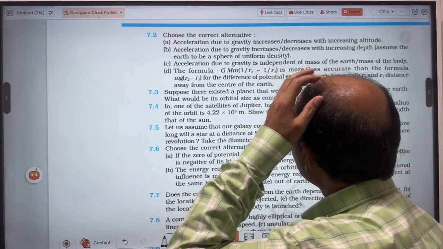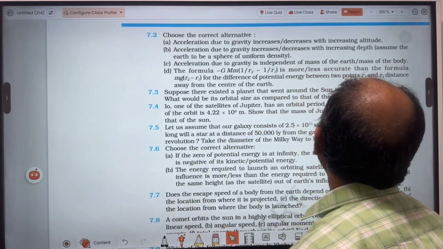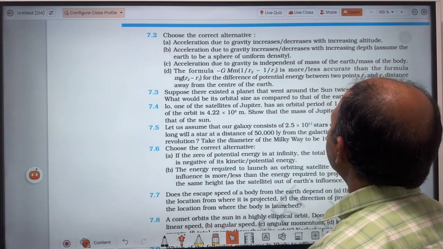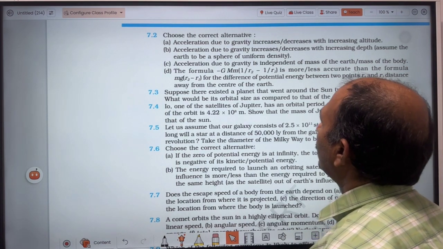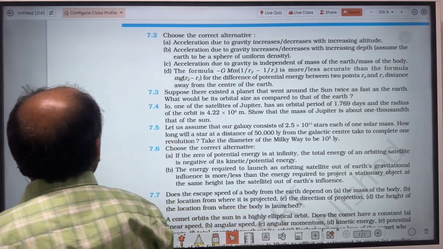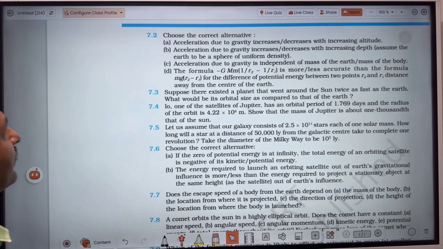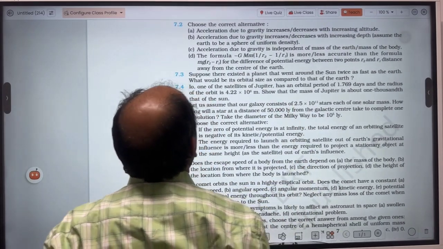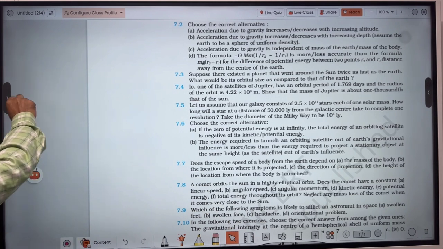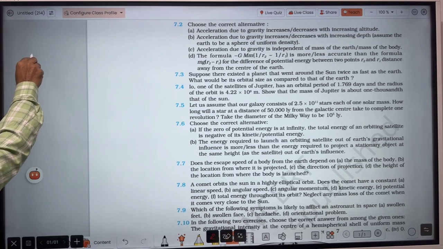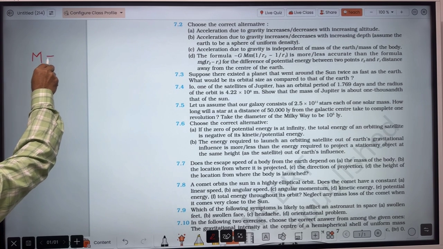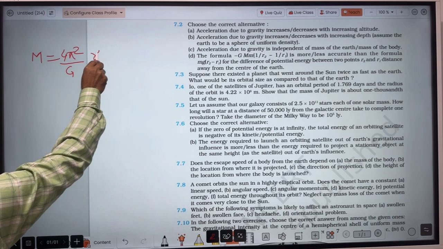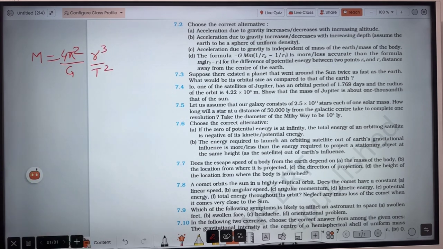Now Io, one of the satellites of Jupiter, has an orbital period of 1.769 days and the radius of the orbit is this much. Show that the mass of Jupiter is about 1/1000 that of the Sun. This is a really good question. So if you remember, m is given by 4 pi square divided by G, r cube divided by T square.